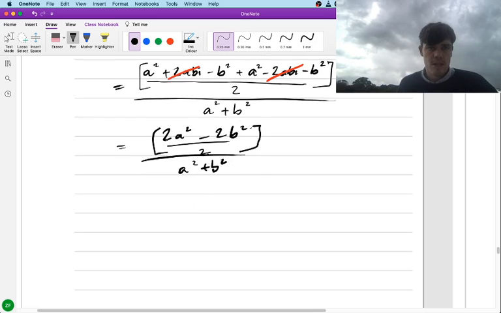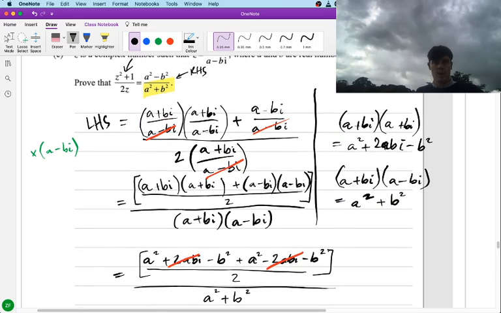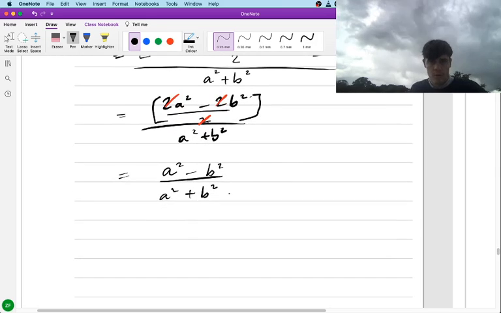And then easy peasy, those 2's all just cancel. And that gets me a squared minus b squared over a squared plus b squared. How pretty. Let's have a look. That is our right-hand side. So we can write equals RHS, and then we just draw the best box we can. That means proved.